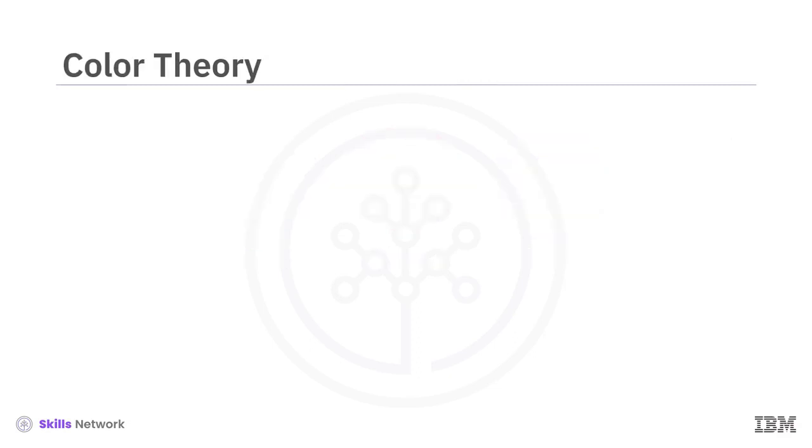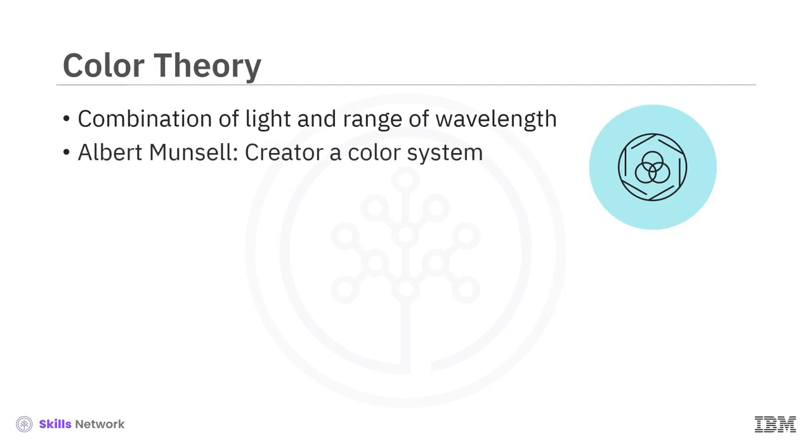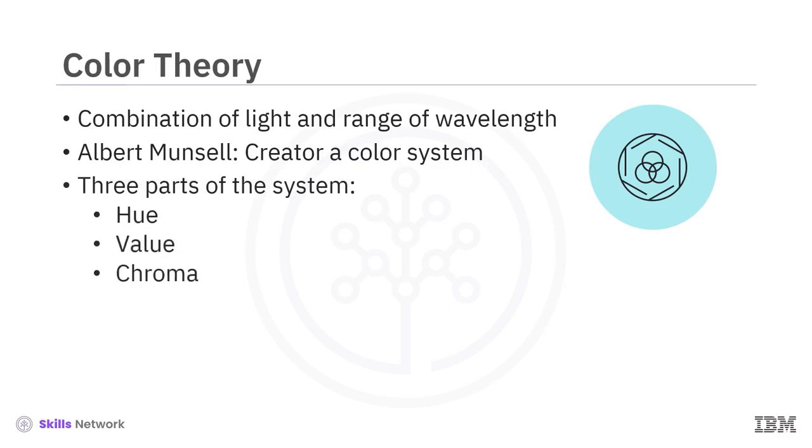The last aspect is color theory. The combination of light and the range of wavelengths seen by human eyes, which results in a visual spectrum of colors, is known as color theory. For example, absorbed light appears black, while reflected wavelengths appear white. Albert Munsell, a professor in the early 20th century, created the color system. His system had 3 components: hue, value, and chroma.